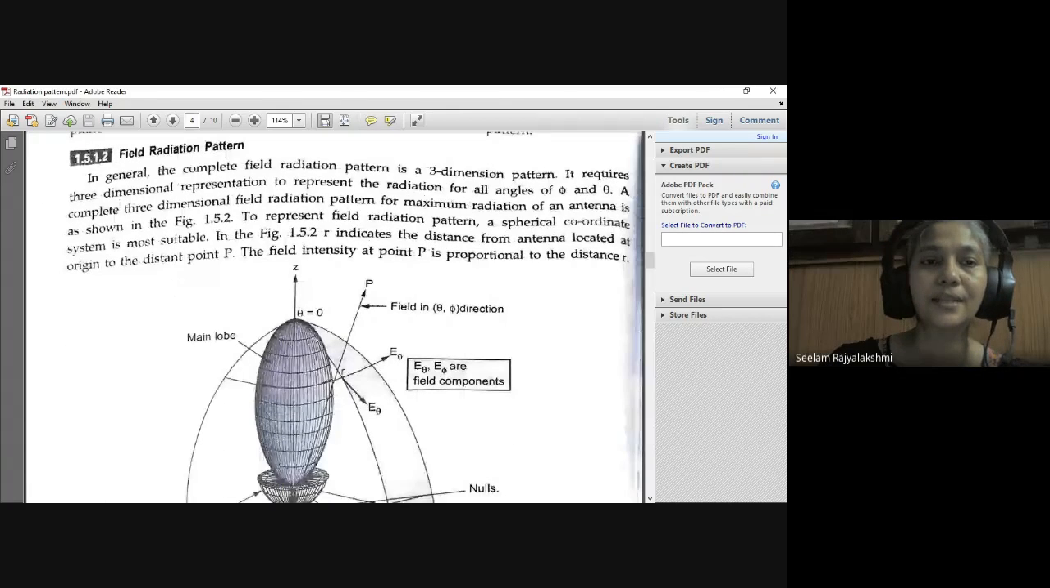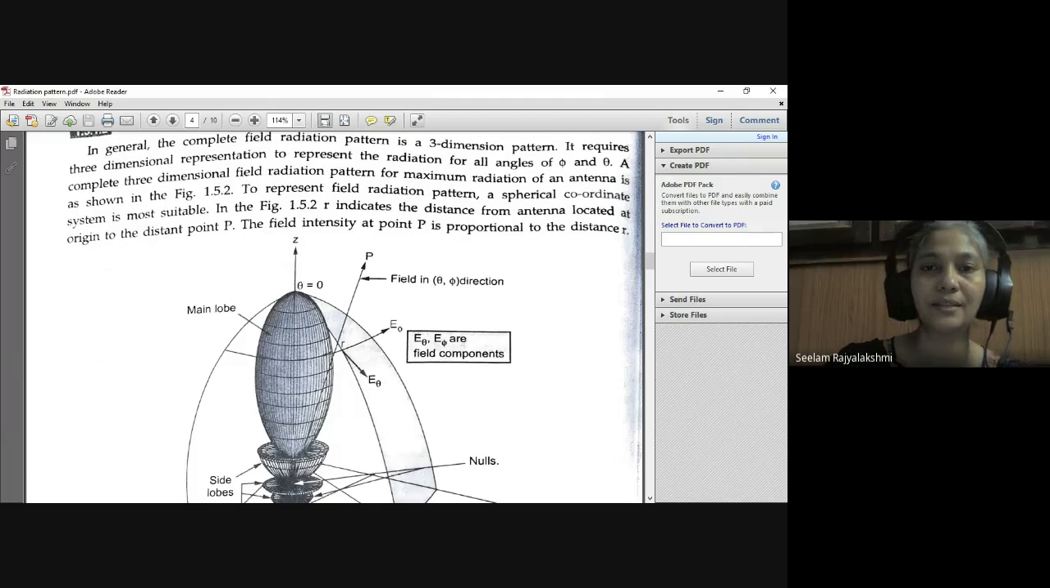Now let us consider the field radiation pattern. The complete field radiation pattern can be discussed using a three-dimensional pattern, and it requires a three-dimensional representation to represent the radiation for all the angles, that means phi and theta. So a complete 3D field. Here, this is the representation.